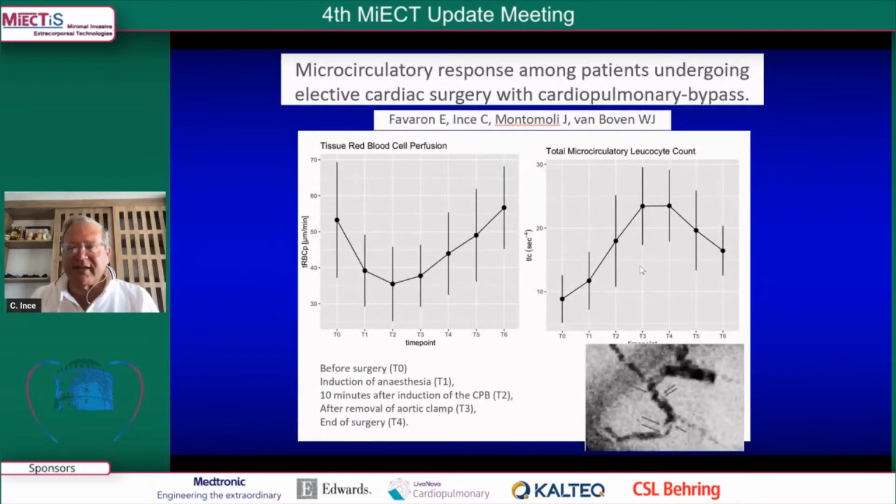So do things like that happen in cardiac surgery? Well, yes, they do. Here we see the tissue red blood cell perfusion, which goes down during surgery. This is a study done by Emmanuel Favaron and Wim Jan Bove, who you all know very well. And you see at the same time an increase in inflammation.